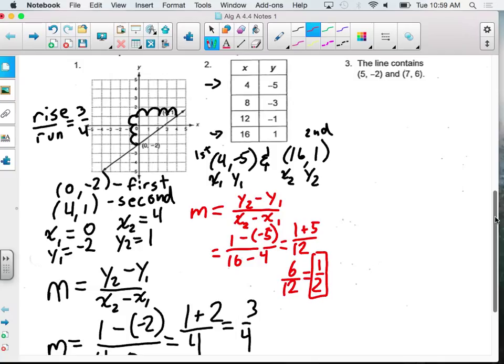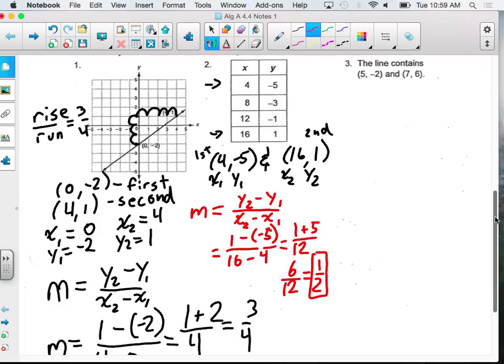Mr. Gilman, what if you had one that came out to 24 over 12? Would you leave it at 24 over 12, or could you change it? You can simplify it to 2. 24 over 12 is 2. You could. How'd you get that, Cody?